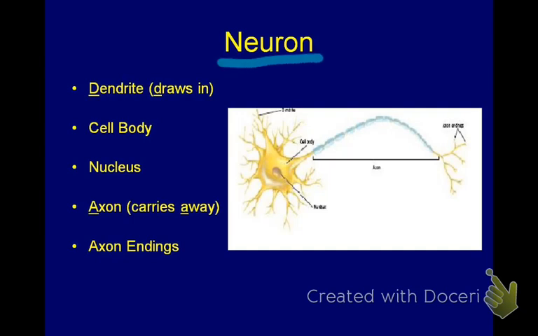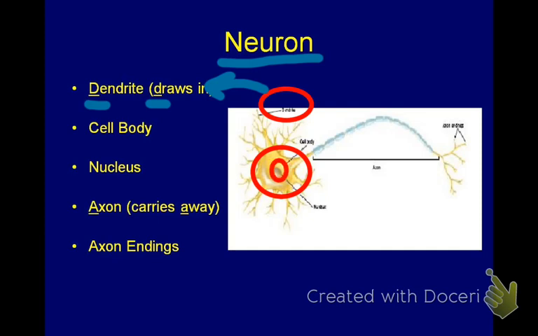The nerve impulse is drawn in by a structure called the dendrite. I don't know how well you can see that, but that's where the dendrite word is. So that's right here. Then you have the cell body. This is the main part of the neuron with the nucleus in the middle, right there. It didn't circle that very well.